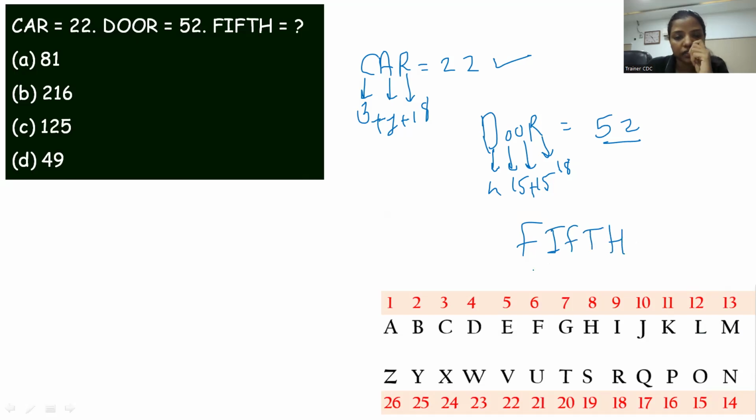So what is fifth? What is F? F is 6. I is 9. Again, F is 6. T is 20. H is 8. If you add all this: 20 plus 8 is 28, 28 plus 6 and 9 is 43, then plus 6 is 49, right? Correct. So 49 is the correct answer.